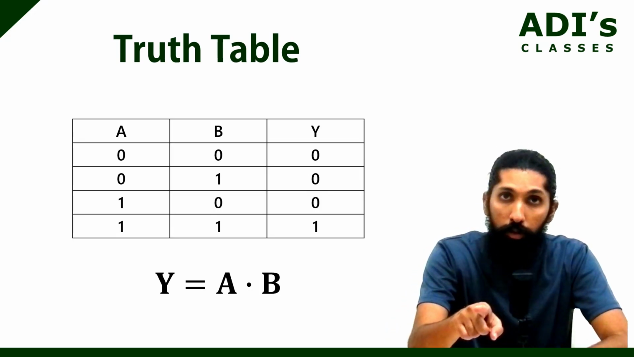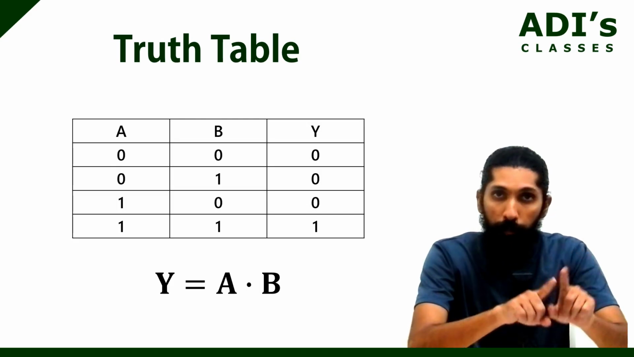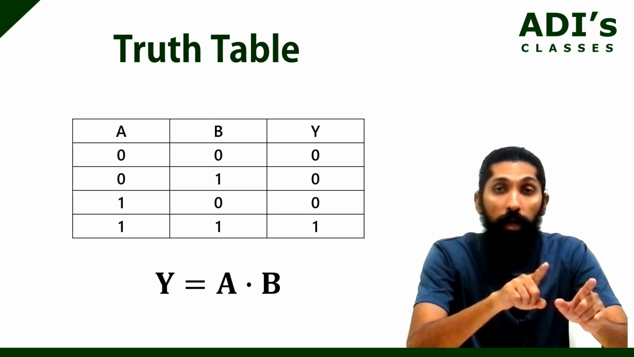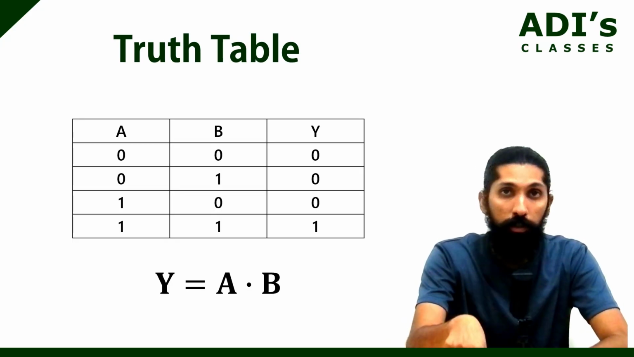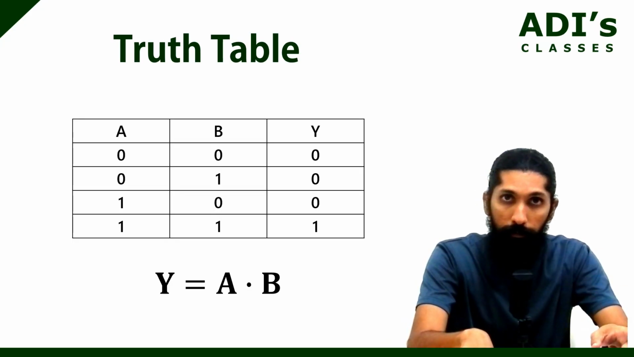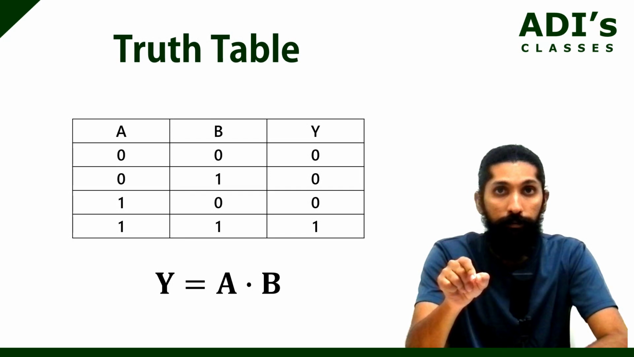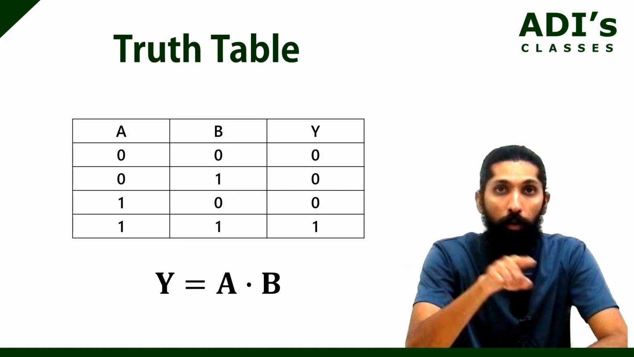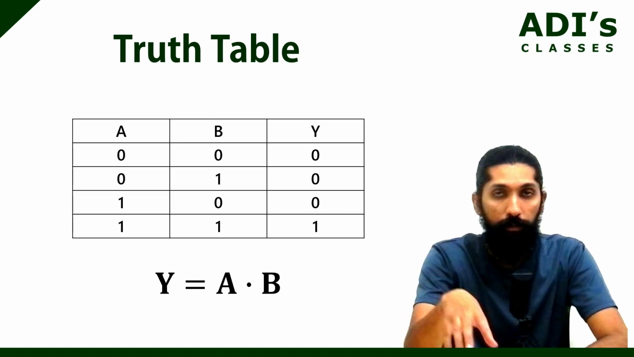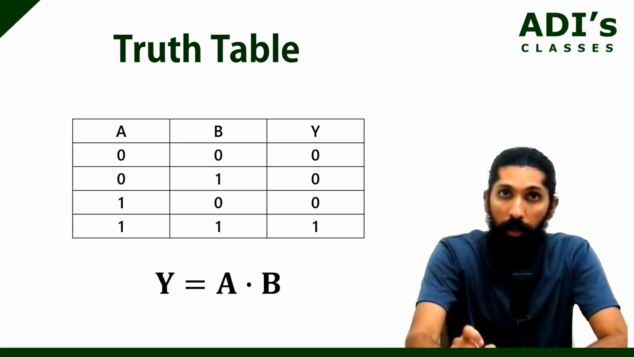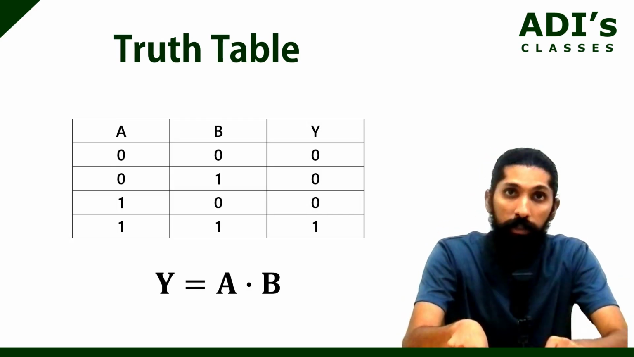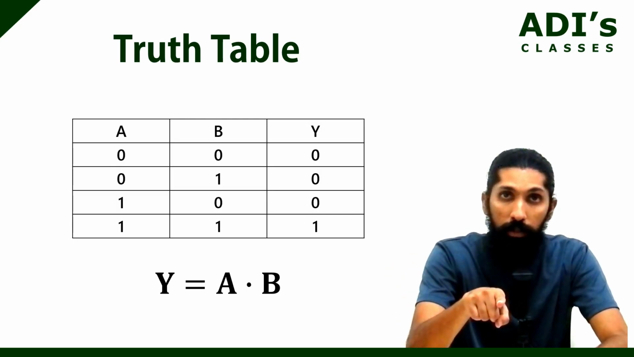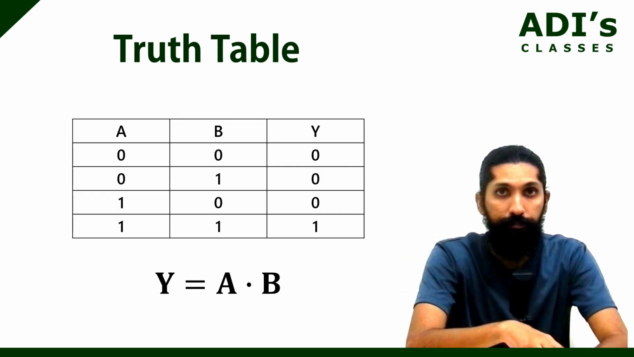If the bulb has to glow, see, if both the switches are off, the bulb is going to be off. If you turn any one of the switches on and the other one is off, the bulb is still switched off. This is the meaning of 0 and 1 to be 0, 1 and 0 to be 0. If the bulb has to be on, then both the switches need to be closed. That's the meaning of the last one: 1 and 1, the output is going to be 1.